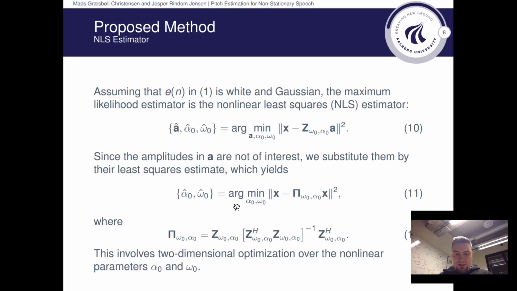In that case, we get the estimates of alpha 0 and omega 0 here by minimizing the difference between x and this matrix here, pi times x, and this matrix pi here is simply the projection matrix for the matrix set Z having the parameters omega 0 and alpha 0, like this down here. And this, of course, involves two-dimensional nonlinear optimization, where we have to find alpha 0 and omega 0.